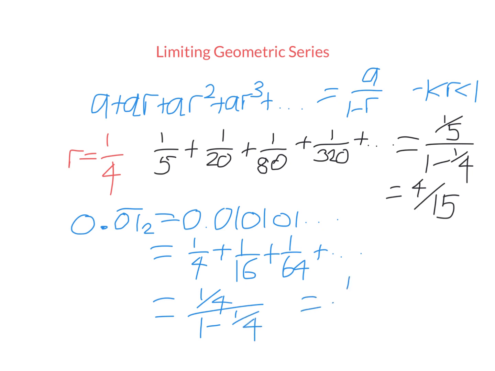So you can put that on your calculator if you like. It's just 1/4 over 3/4, which is 1 over 3. So this in binary is 1 over 3 in base 10, which, as I'm sure you know, is 0.3 recurring in base 10. All right, let's now try to go the opposite way, which is rather more difficult.